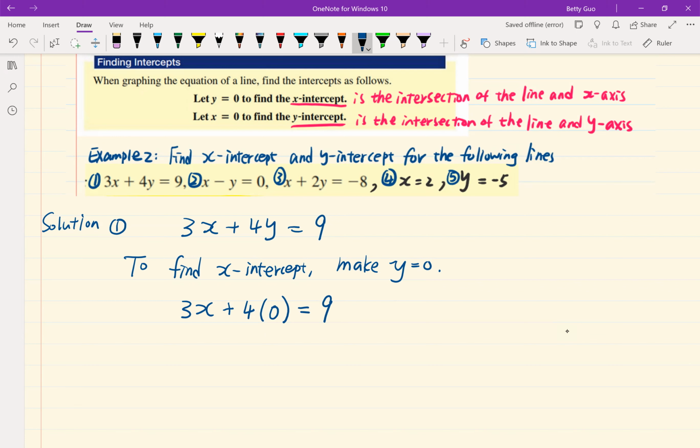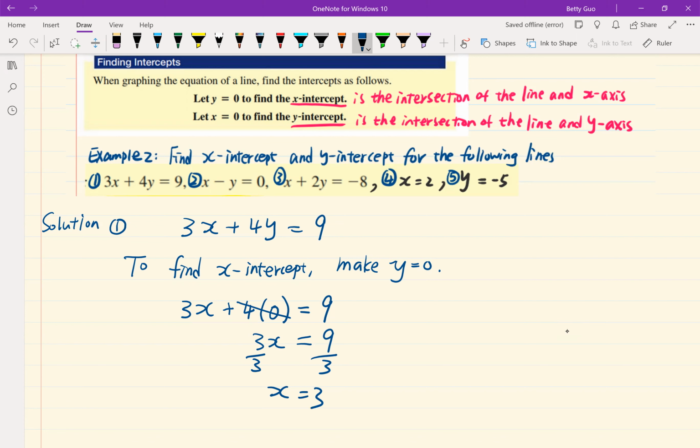What is 4 times 0? 0, yeah. So this term disappears, is 0. So we have 3x equals 9. How do we solve this equation for x? Divided by 3. Very good. Divided by 3, we have x equals 3, right? So when we find the x-intercept, we make y be 0.